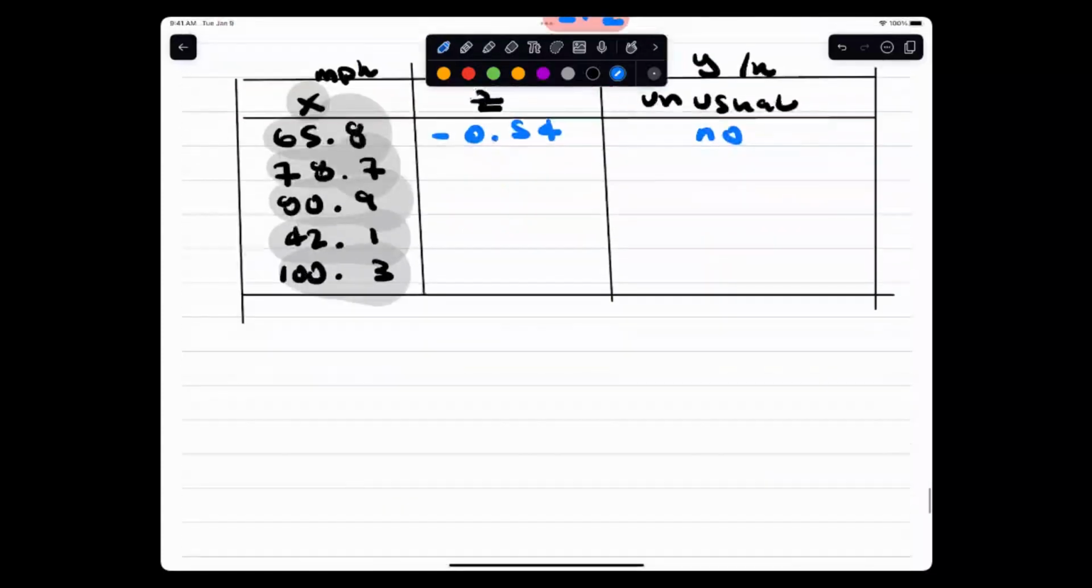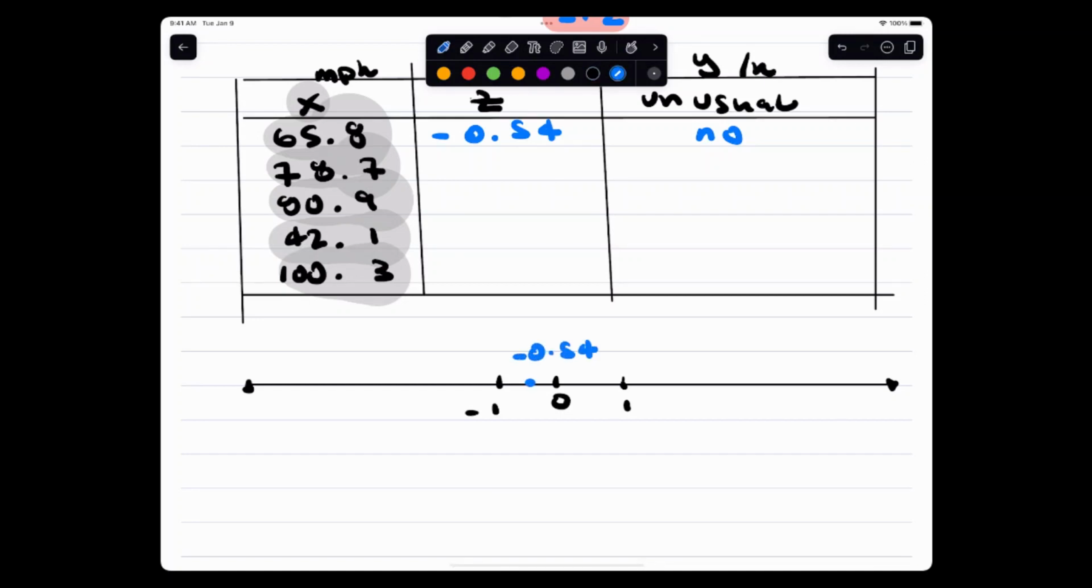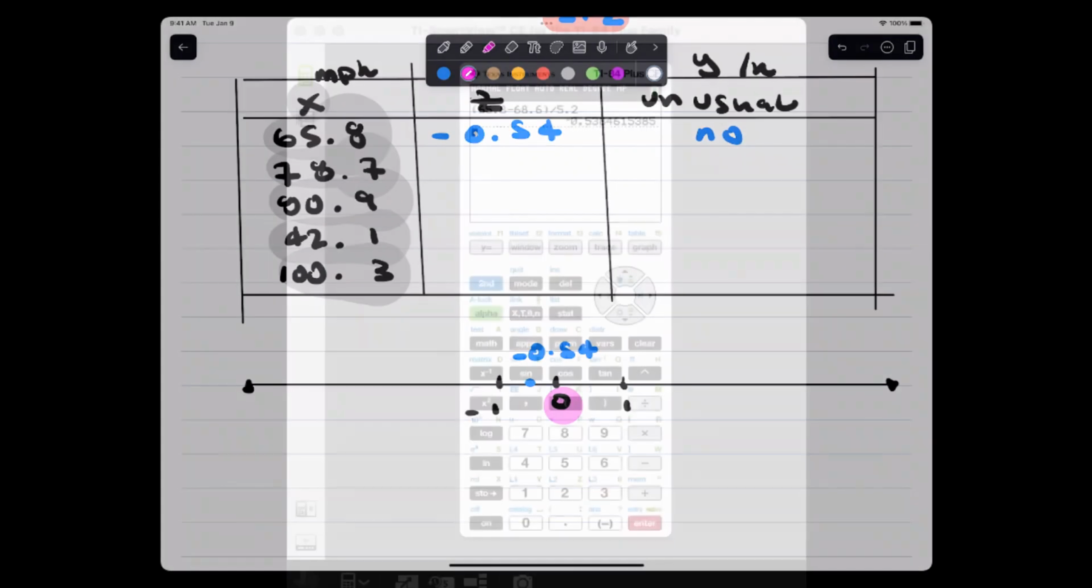No, because if you were to plot this, I know they didn't ask you to. 0, maybe 1 here, negative 1. Negative 0.54 is right over here. It's not unusual. It's not past negative 2. It's below the mean because the mean is always 0 as a z-score right in here. All right, now let's get the next one.